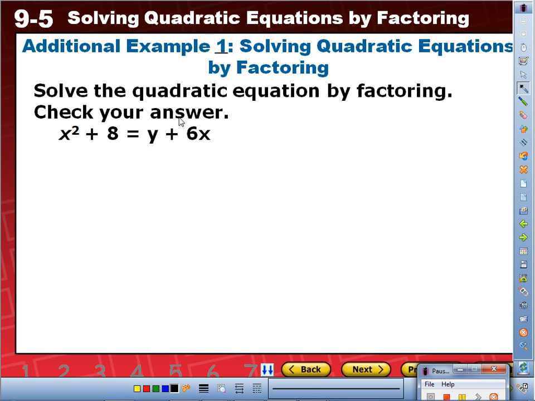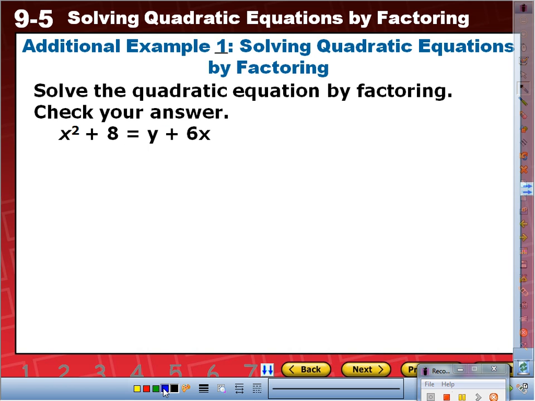Once again, the problem says solve the quadratic equation by factoring, check your answer. So they give us an equation. According to the steps I gave you, step 1 was to solve for y. Here's my equation so I can see both sides of the equal sign. So, to leave y by itself, I need to get rid of this plus 6x. How do we do that? Subtract 6x from both sides. However, in parentheses it said, write it in standard form.